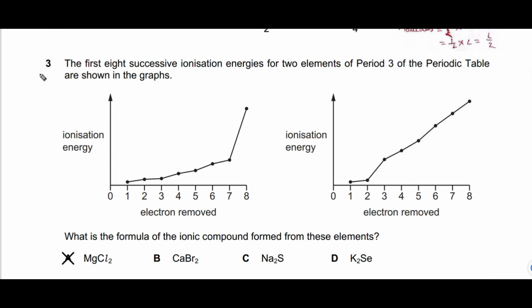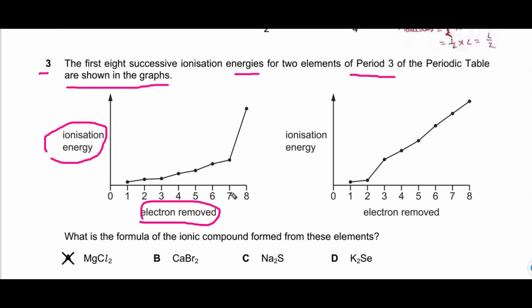Now next, number 3: the first 8 successive ionization energies for 2 elements of period 3 of the periodic table are shown in the graph. This is the ionization energy, electron removed. So 1, 2, 3, 4, 5, 6, 7. This is group 7, and the group 7 period 3 element is chlorine.